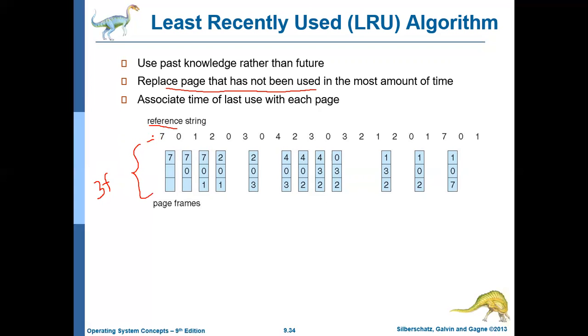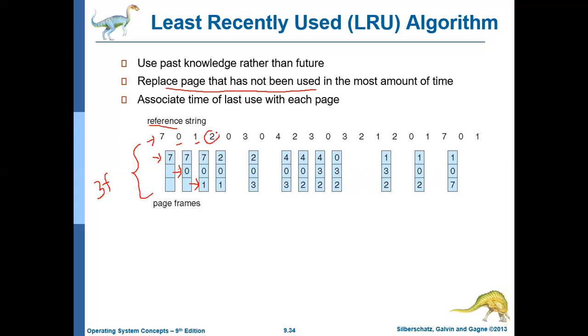So first there is 7. 7 creates a page fault and it occupies the first location. Next 0 creates a page fault, it occupies the second location, and 1 creates a page fault and it occupies the third location. Okay. 7 occupies the first, 0 occupies the second, and 1 occupies the third location. Now the memory is full.